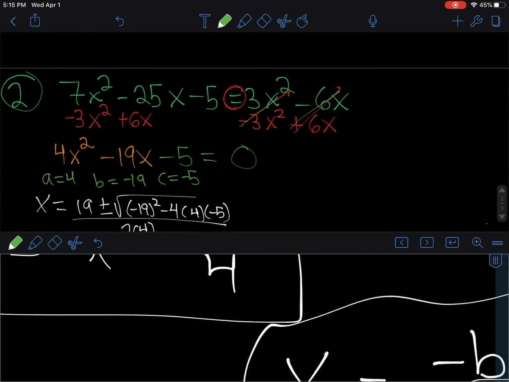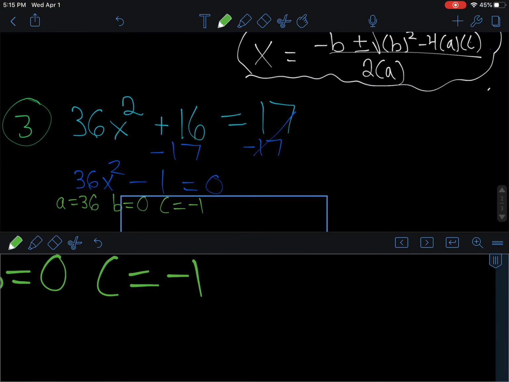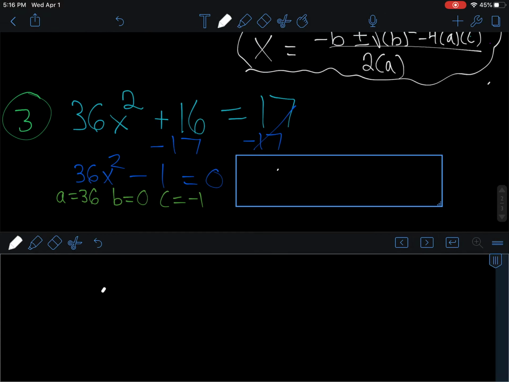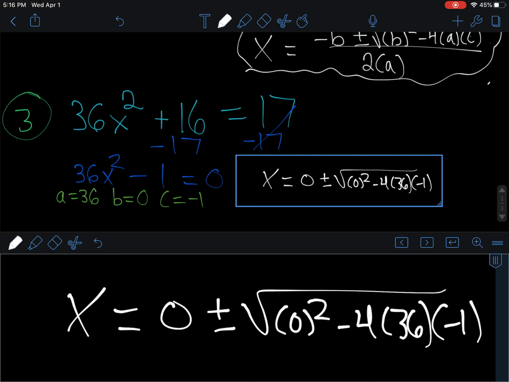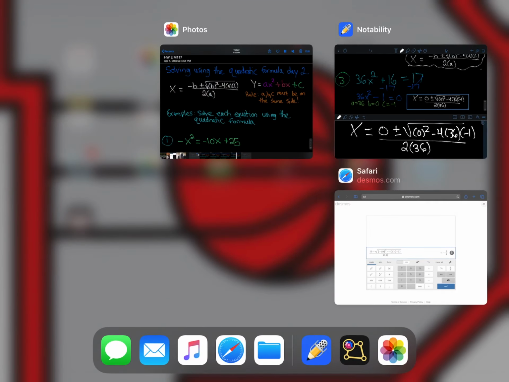All right, I'm going to come back down here now. Go ahead and, again, just do the quadratic formula. Again, it's okay to have B as 0, and your answer is not going to be 0 here, by the way, just to be clear. So B opposite of 0 is just 0, plus or minus the square root of 0 squared minus 4 times 36, because it's my A, and then my C is negative 1, all over 2 times my A, which is 36. Come to my calculator now.